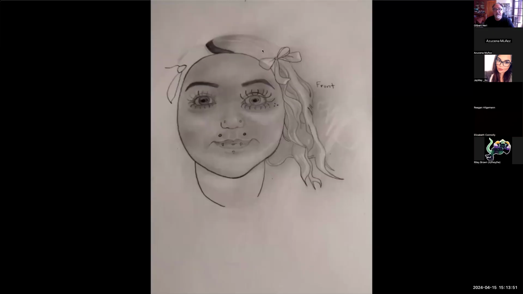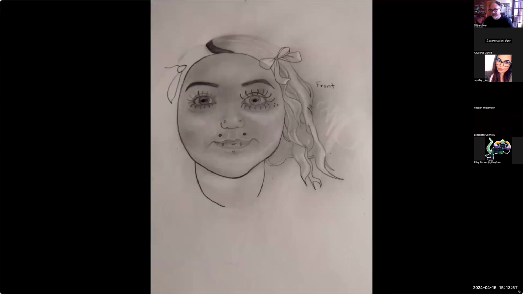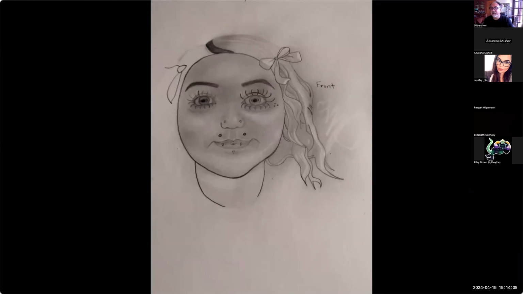So let me do a share. Okay, so this is a little bit of a mixed bag here. What I did was I loaded some of the drawings that were already done in terms of the portraits, and then I added the rest of the perspective drawings. So I think that this is Alice.